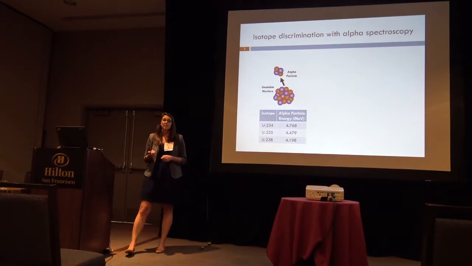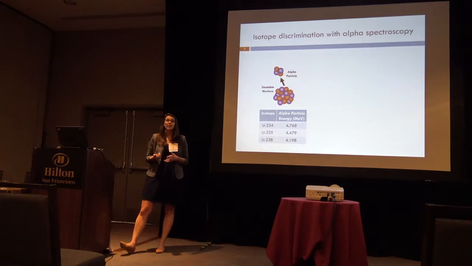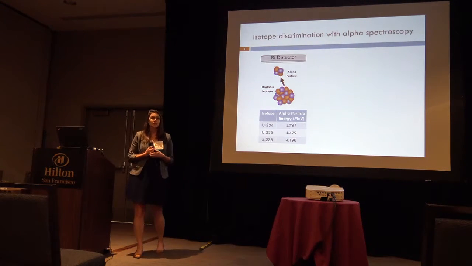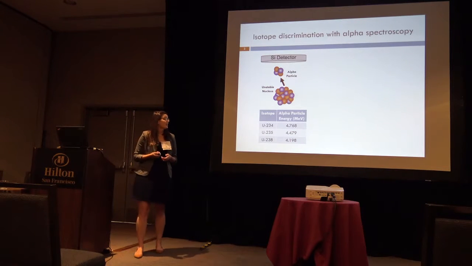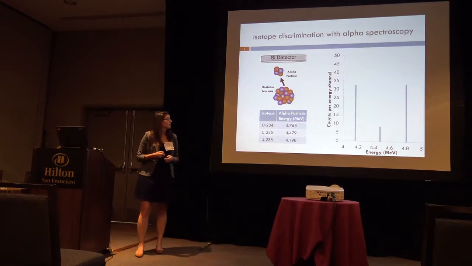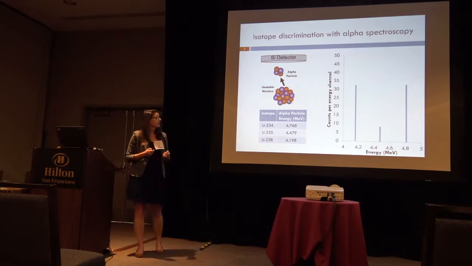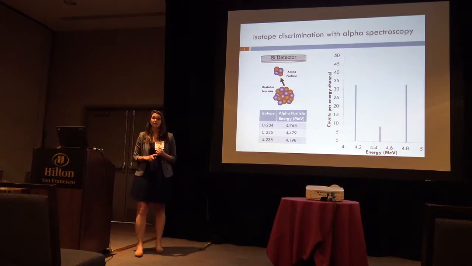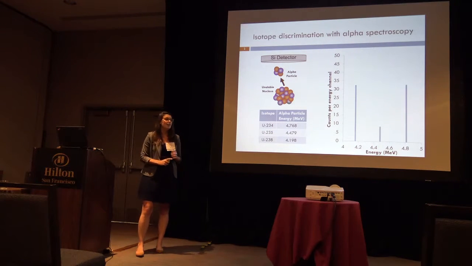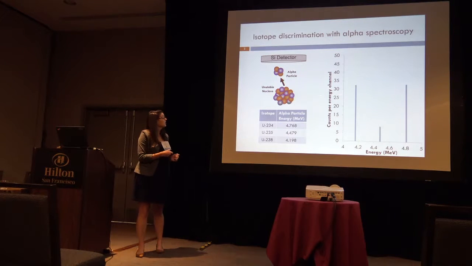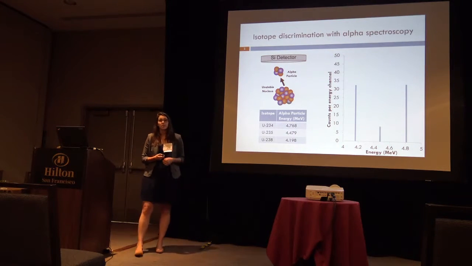As uranium decays and emits alpha particles, each isotope of uranium has its own distinct energy, so if we use a silicon detector and put it near a decaying nucleus, we can detect the alphas and create what we call an alpha energy spectrum. Every time an alpha particle is emitted from your uranium, it hits the detector and creates a histogram. The detector recognizes the energy of the alpha and registers one count in the appropriate energy bin.